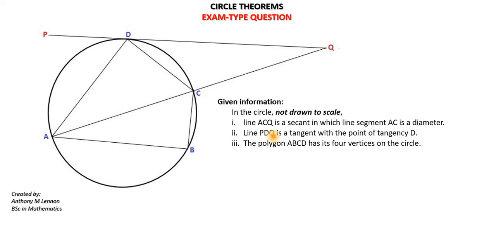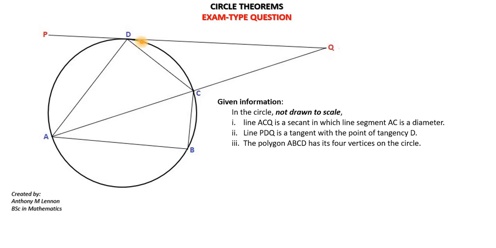Next point, line PDQ is a tangent with the point of tangency D. So line, we're going to go from endpoint P to D, straight down to Q. That's line PDQ. Now D is on the circumference. D is the point where the tangent touches the circumference. So it's just a touch. It doesn't pass through it. So that point of contact is what we refer to as the point of tangency.